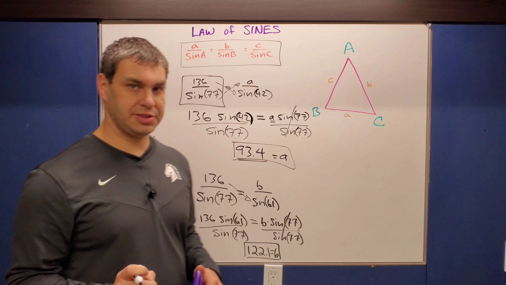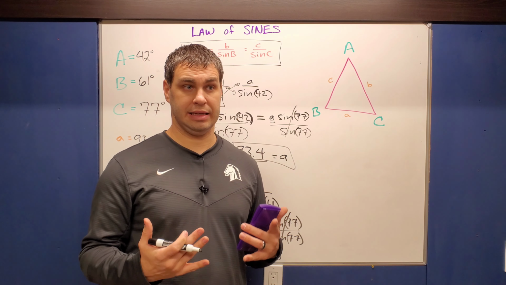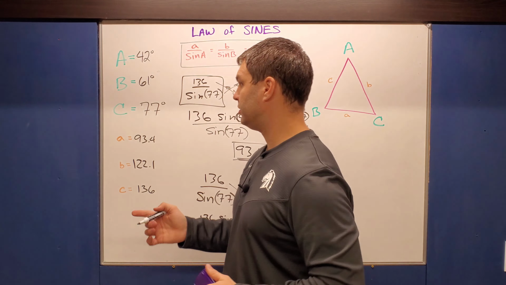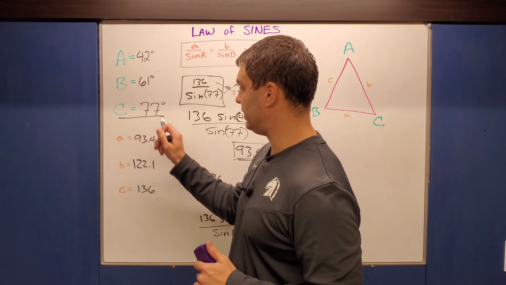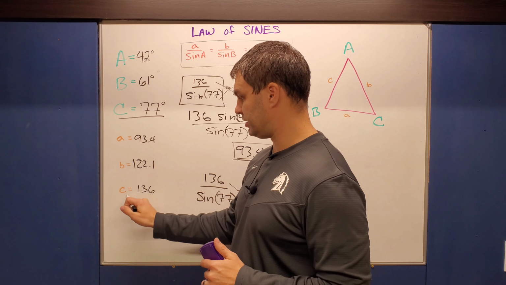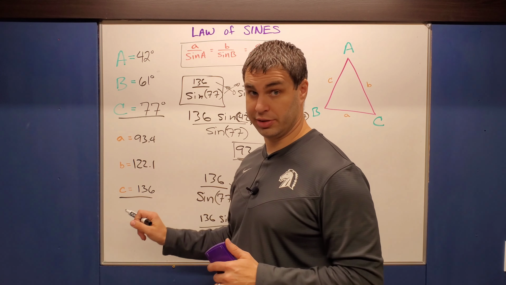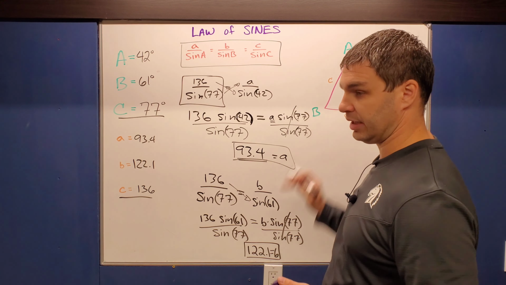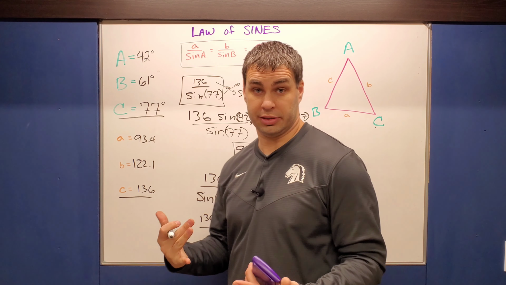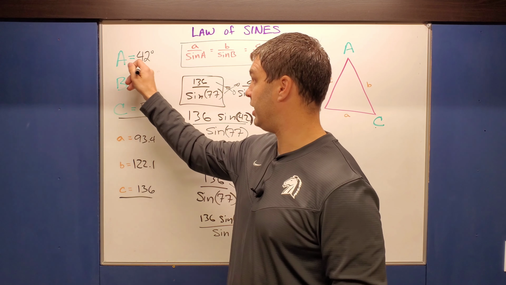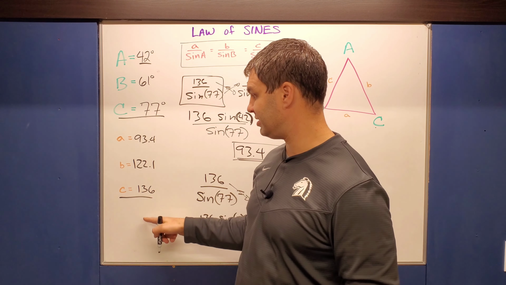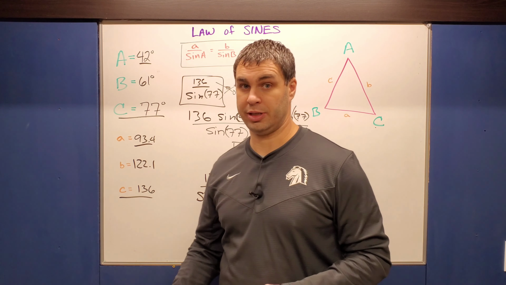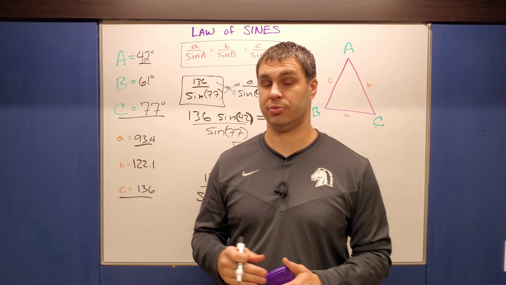And then one other thing that you might want to pay attention to is that your largest angle should be across from your largest side. So here the largest angle, of course, is C, which is 77. The largest side is also C, which is 136. That's good because those need to match up, right? C and C, the largest side and largest angle need to be across from each other. Same thing for the smallest ones. Here my smallest angle is A, which is 42, and so the smallest side also has to be A as well. All right, that's one way to check yourself to see if you did this right or not.